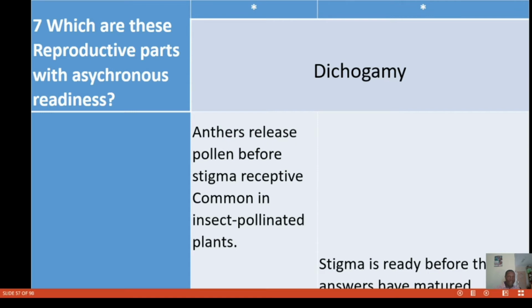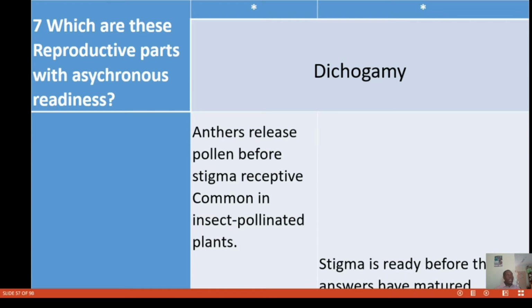This is in the stamen. That's where that first star shows the reproductive part in which dichogamy applies. Then the star on the left is in the stigma. This is when the stigma is ready before the anthers are matured. In effect, that's where the first visitation of the insects or the pollinators come to.